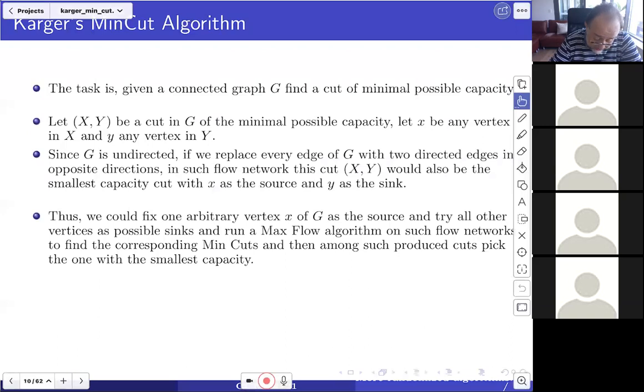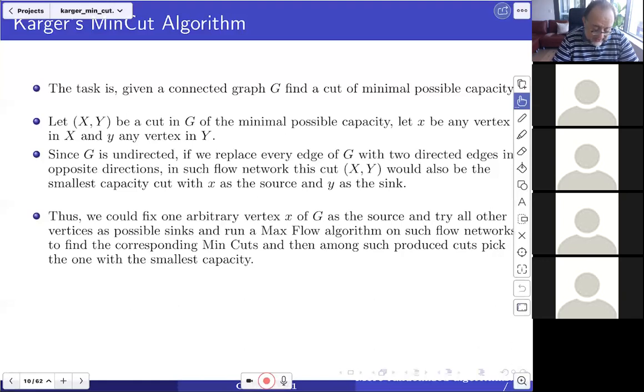So what you could conceivably do is go through all possible pairs of vertices, taking one as a source and the other as the sink, and find the max flow, and from the max flow deduce the capacity of the min cut, and then find the minimal cut over all possible distinct pairs of source and sink.